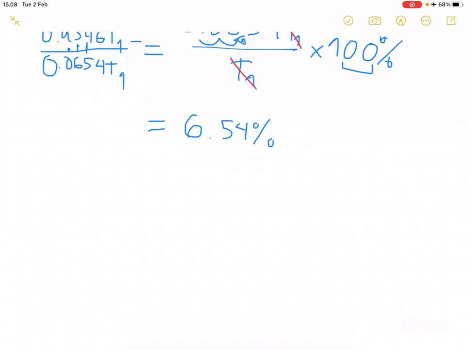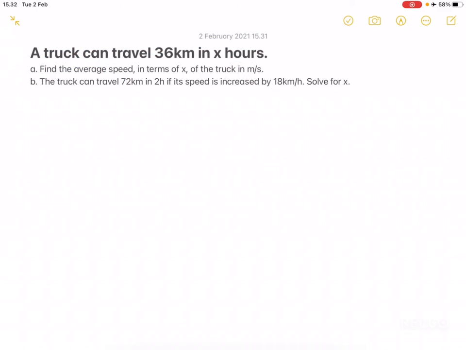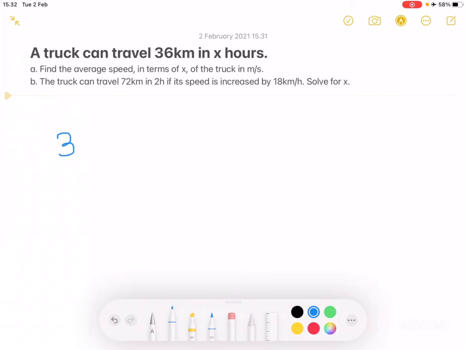Okay, we're going to do one more example of this. Alright, for the last question, it says a truck can travel 36 kilometers in x hours. And for the A part, find the average speed in terms of x of the truck in meters per second. So we can just do your usual conversion business. So first we're just going to write this as a fraction form with x in the bottom right here. So this is the average speed in kilometers per hour. And then we're going to convert this into meters per second.